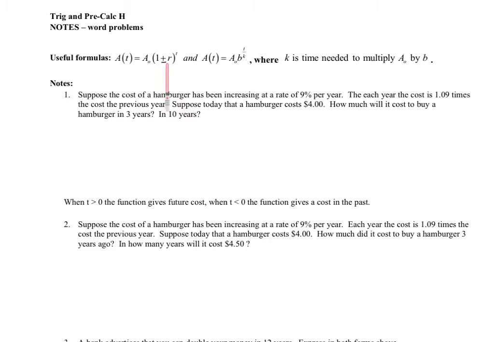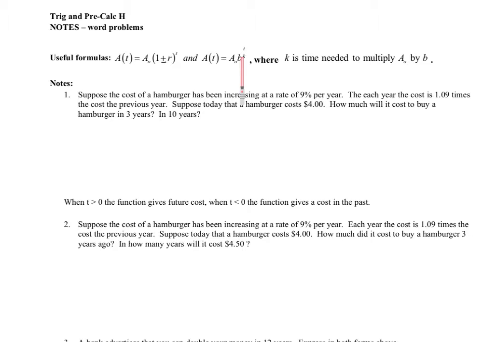Then for my exponential function over here, we'll have 1 either plus my rate or minus my rate. And then that's to the t. Over here, this base b and this k are labeled over here. So k is the time needed to multiply that initial amount by b.